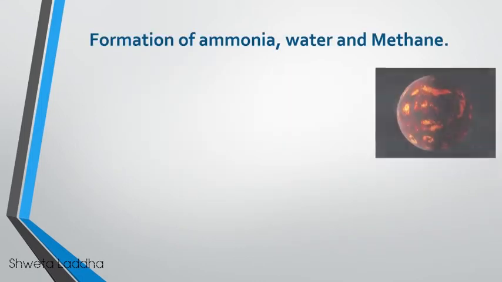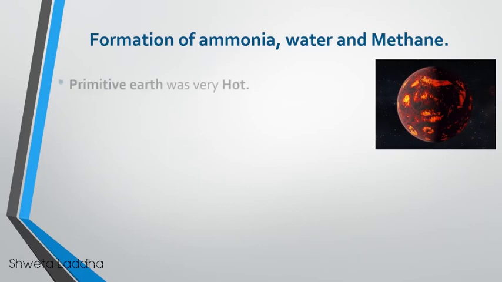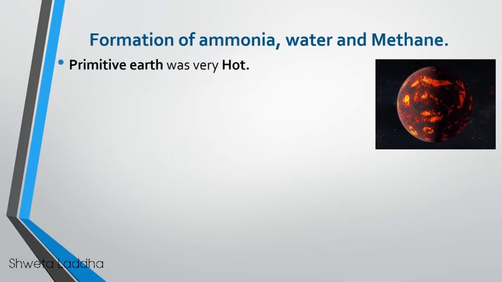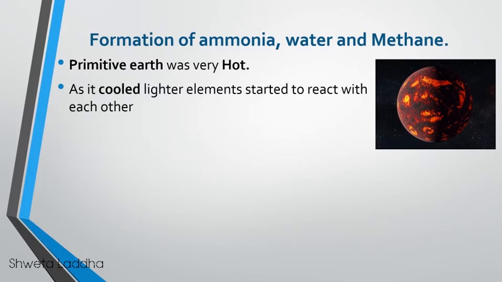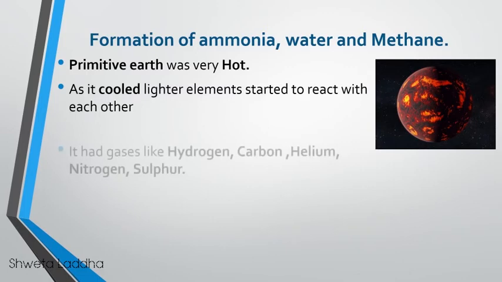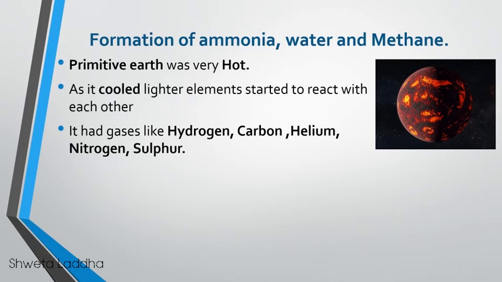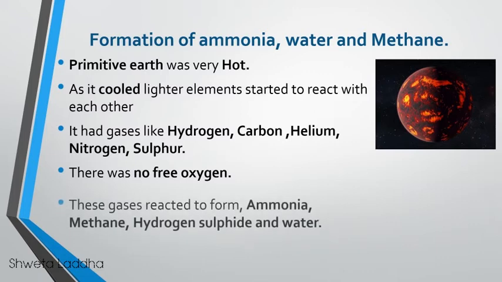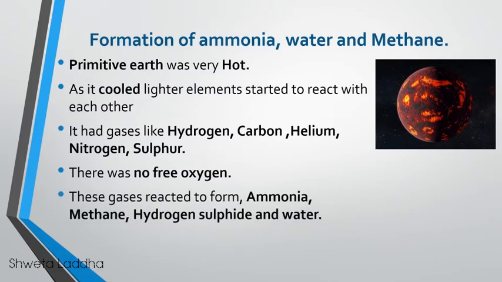Formation of ammonia, water, and methane. If you consider Earth in the initial period, it was very, very hot, a burning ball of gases. As it cooled, slowly the lighter elements started to react with each other, like the hydrogen, carbon, helium, nitrogen, sulfur. But there was no free oxygen. These gases reacted and formed simple gases like ammonia, methane, hydrogen sulfide, and water. Steam was also formed.